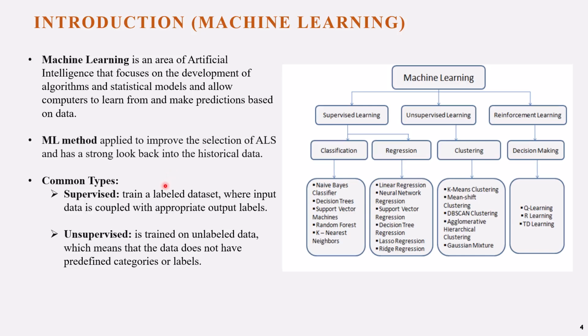The common types are supervised and unsupervised. In supervised learning, the training data is labeled with the appropriate output labels, while in unsupervised learning, the training data is unlabeled and the output is also unlabeled. The flowchart here shows those types. We have supervised learning since we have a labeled output, and our goal is to predict a specific lift system, so we choose the classification type.